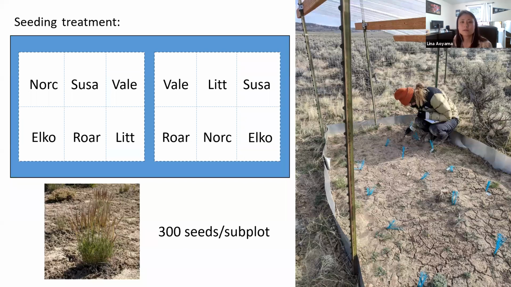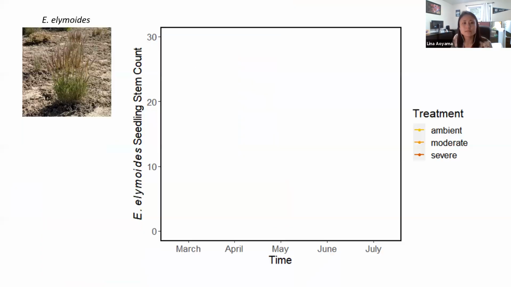Last fall, I sowed 300 seeds of Elamis elamoides from each population in 2 subplots per plot. And I tracked the seedling emergence of Elamis elamoides in each subplot every month from March to July this year. Here I'm plotting time on the X and observed seedling stem counts each month on the Y. The treatments are colored. Yellow is ambient, the orange is moderate, and red is severe.